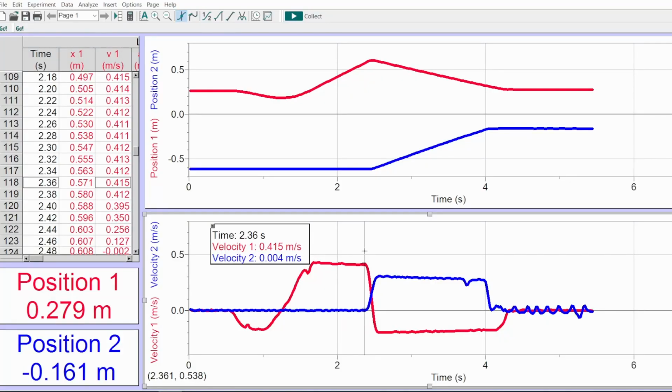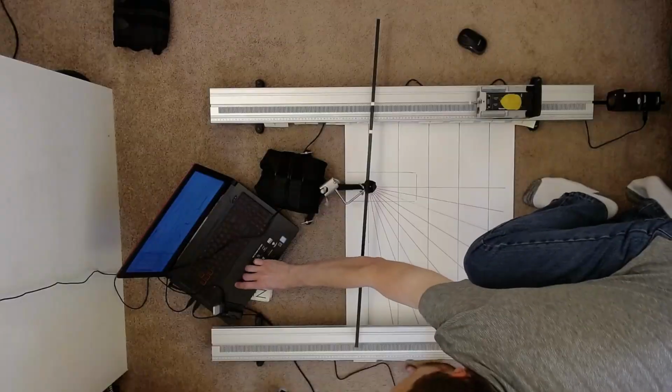So velocity 1 is 0.415 meters per second. Velocity 1 bounces back at negative 0.199 meters per second. Velocity 2 is 0.308 meters per second. Let's try this in the inelastic case as well.